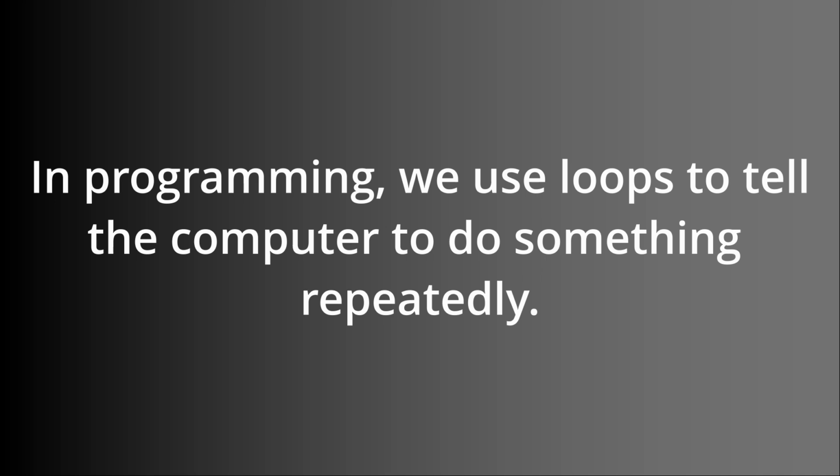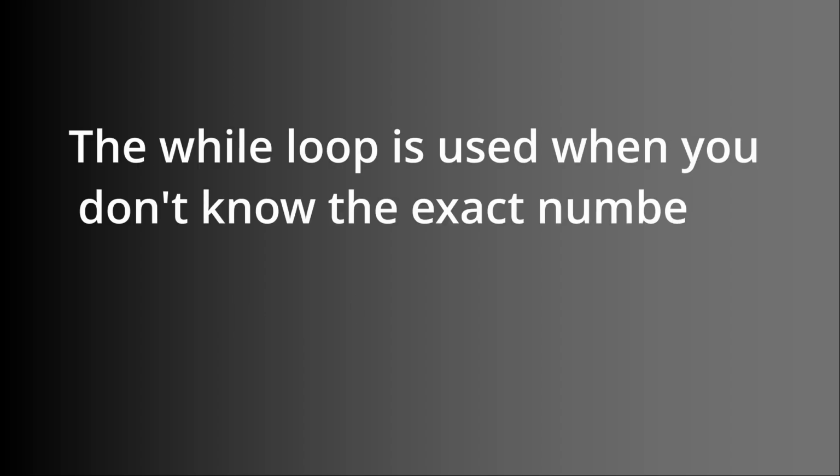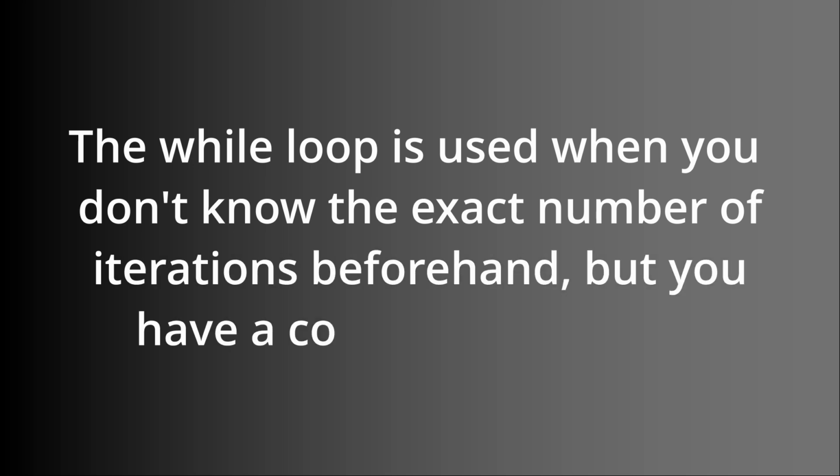Loops are of two types in Python. The first one is the while loop and the other one is the for loop. In this video, we are going to talk about while loop. The while loop is used when you don't know the exact number of iterations beforehand, but you have a condition to check. Let's consider the same example of dishes.